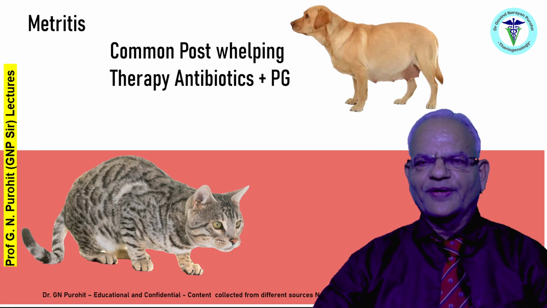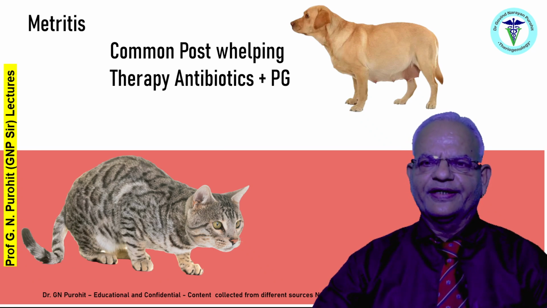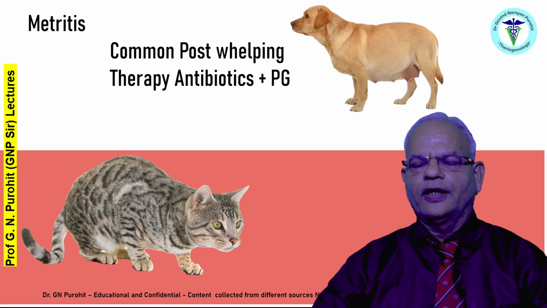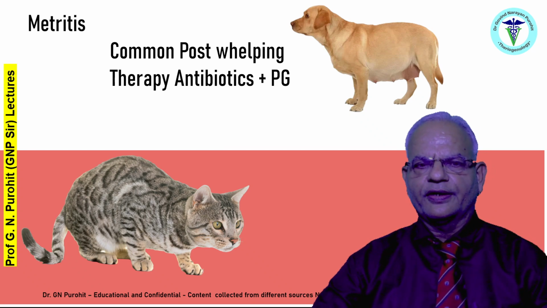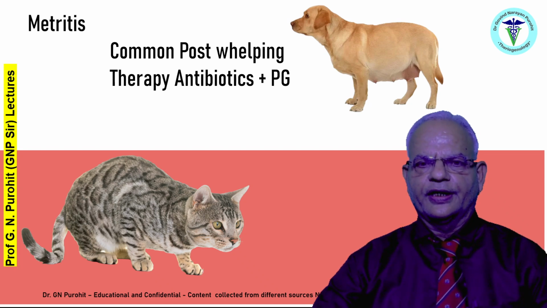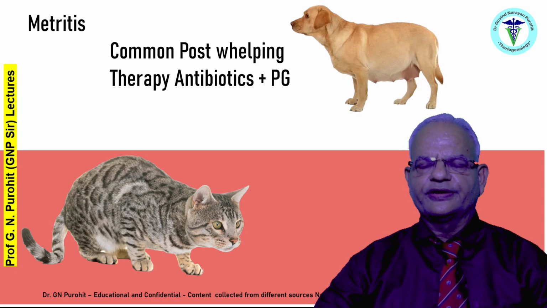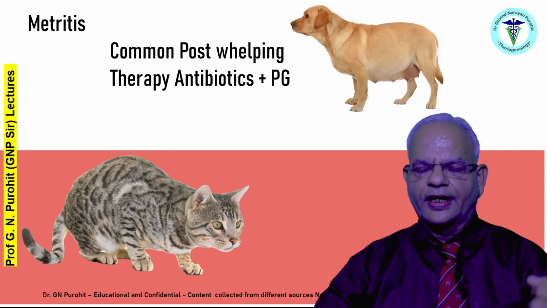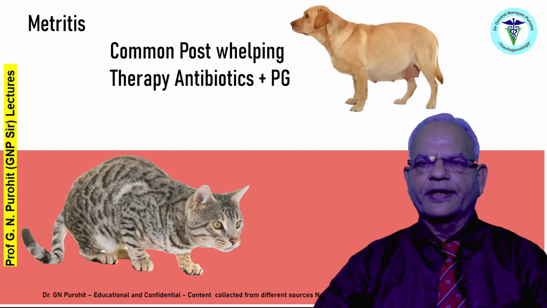Metritis is common post-whelping. A dog with metritis will be having high fever, down, not producing milk, not eating food, and one can go in for the abdominal ultrasound examination, for blood tests, for liver kidney function tests, administer appropriate therapy including antibiotics, prostaglandin, and whatever is required.